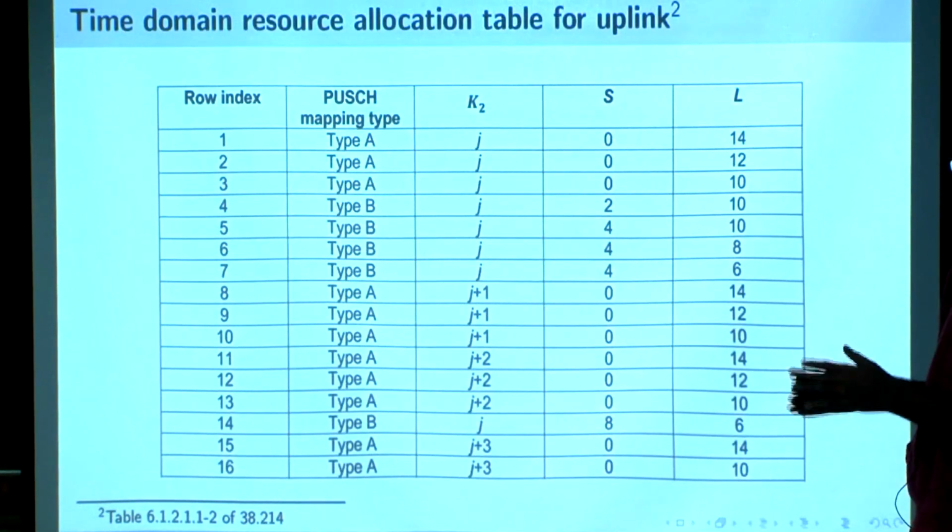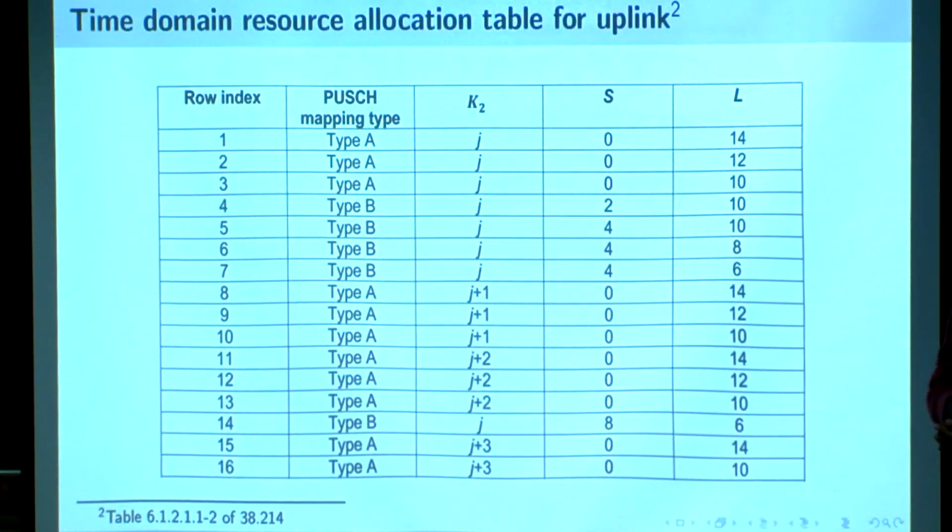J is also defined in the standard. J can take values 0, 1, and I don't remember exactly, but it can take values from 0 and subsequent other values also. So what is this? S and L 0, 14. Same idea. Again 16 combinations, 4 bits are there.